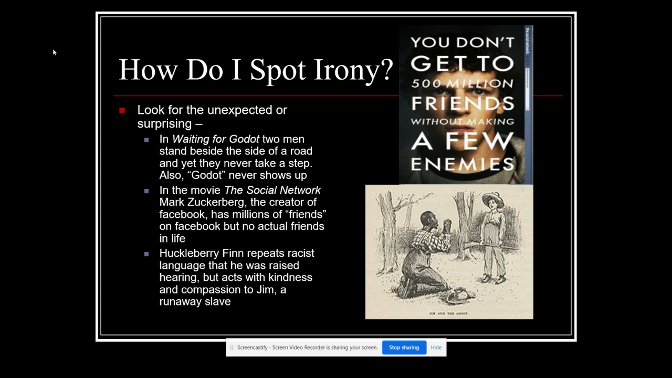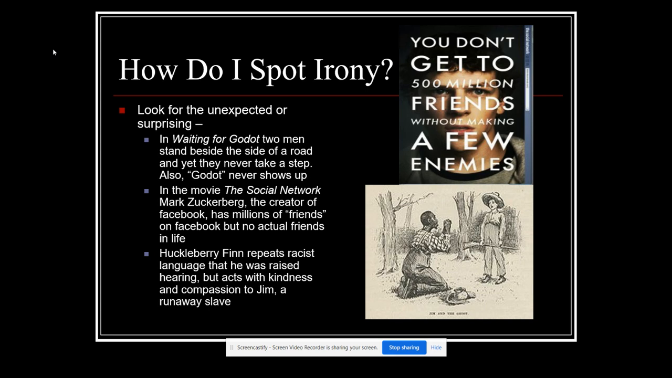So I know many of you guys read Huckleberry Finn last year. The fact that Huck repeats racist language without really understanding what he's saying, or having the insight that it's actually he who is the character that is most kind to Jim. And that lack of self-understanding is a form of dramatic irony. We know more than Huck as we read that story. Okay, so we'll look for those ironic moments.